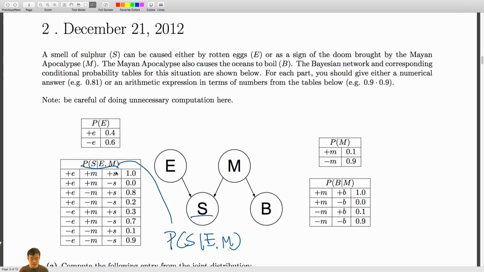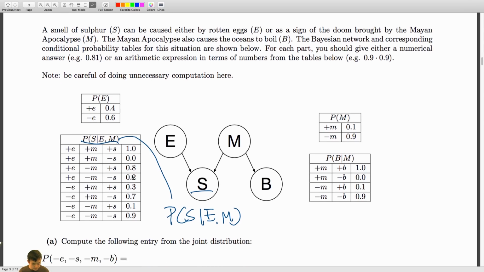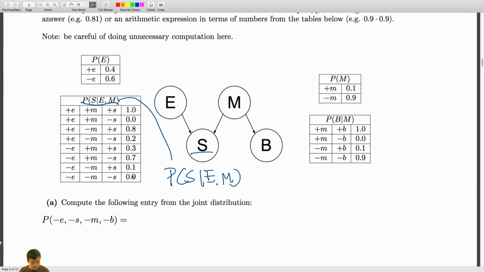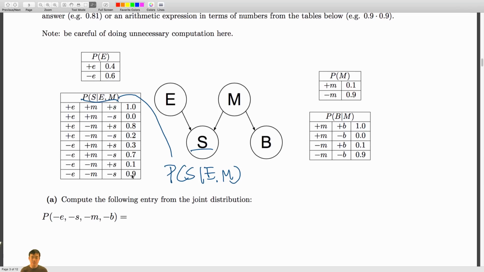Now I'm going into some details of the question. If we read the question, we basically have some variables. In this case, we have S, E, M, and B. And for the Bayes net, we have other tables we would need below. For the first part, we want to compute the probability that we observe plus E, minus S, minus M, and minus B. Notice that this is a joint factor over all the variables.